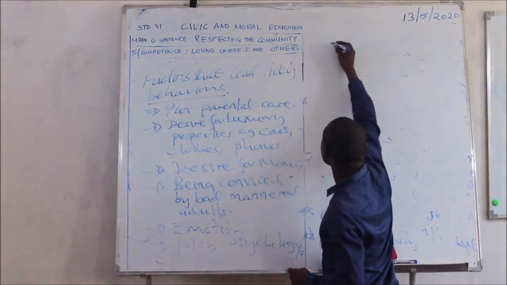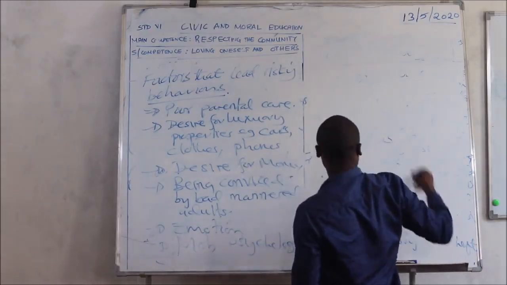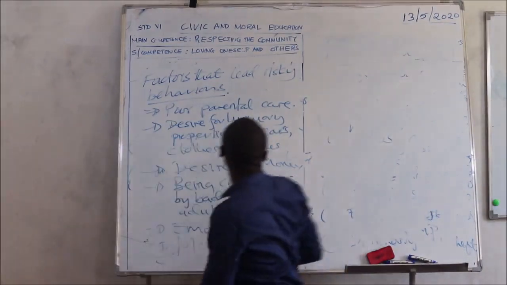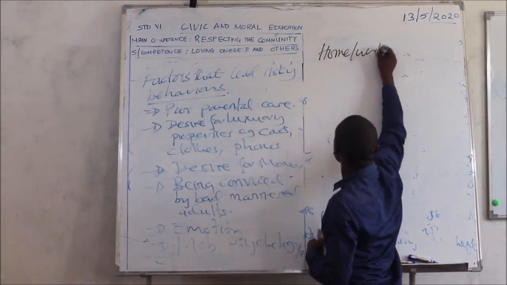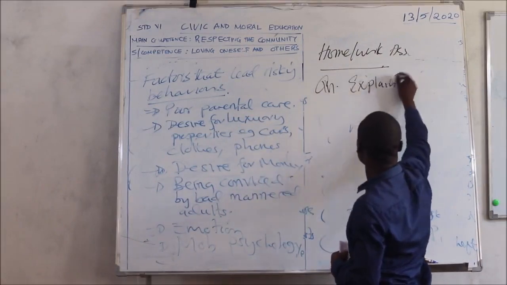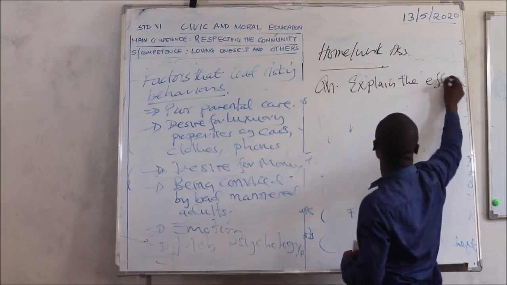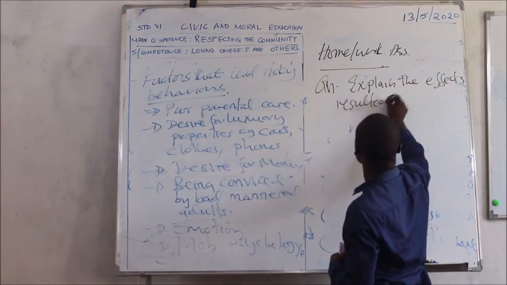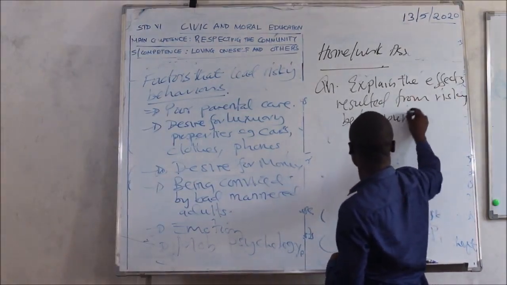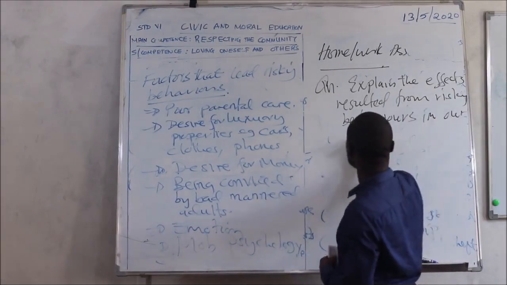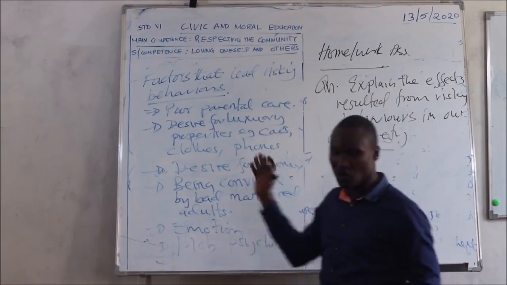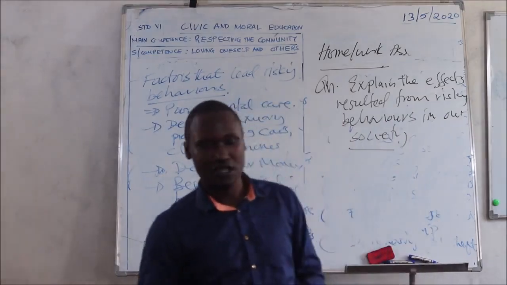This is your homework assignment. The question is, explain the effects resulting from risky behaviors in our society. Explain the effects resulting from risky behavior. So while you are staying there at home, make sure you are attempting that question.